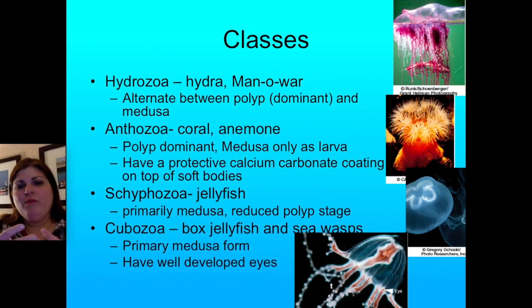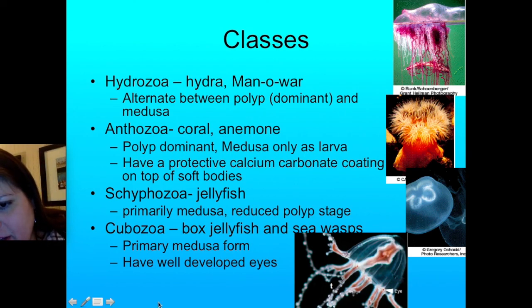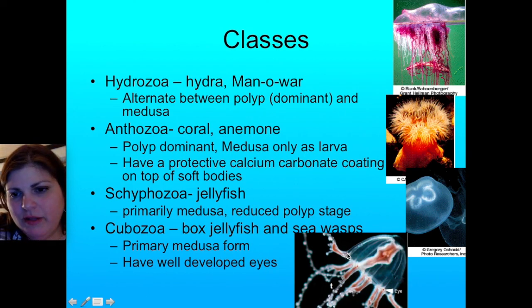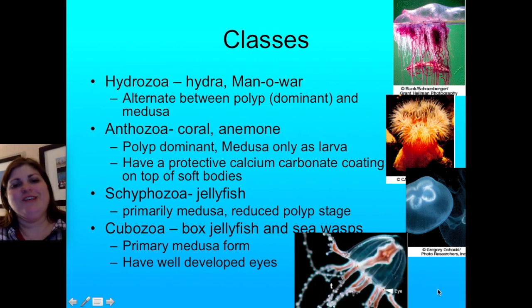And then we have one more that some don't consider Cnidaria, others group in a different group, but we'll put them in with the rest of the phylum of Cnidaria, and that is Cubozoa. The Cubozoa are box jellyfish and sea wasps, also with a primarily medusa form, but they have eyes. The eyes are these little red dots. I don't know how well you can see them in this picture, but these little red dots here, and they of course help them sense their prey.